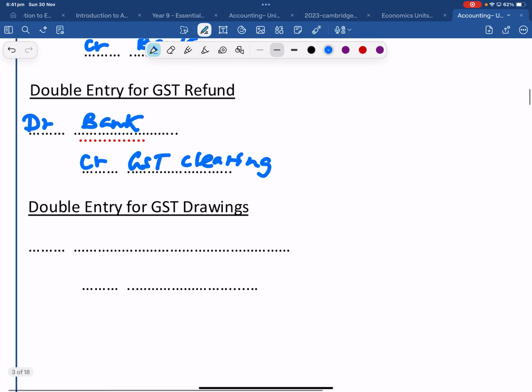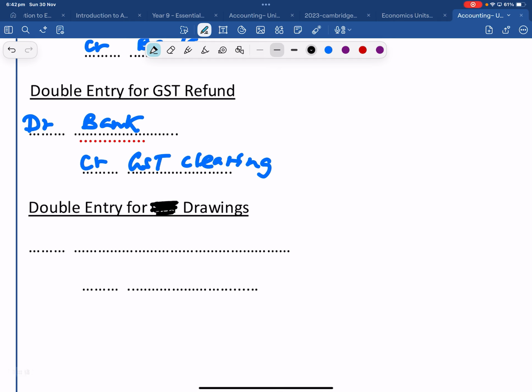Yeah, this one again, typo. It should be just drawings, okay? Not GST drawings. There is no such a thing. No GST drawings, okay? Right. What's the double entry, guys?